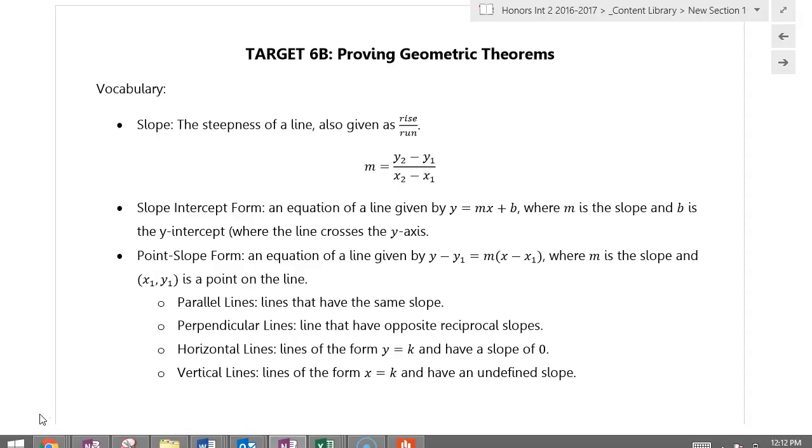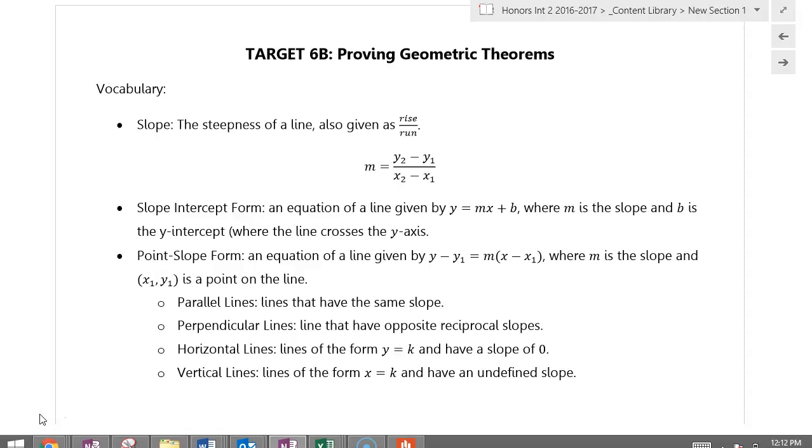Then if we're writing a line, the easiest way to write a line is slope-intercept form. That's y equals mx plus b. A lot of us remember that. M is the slope, and b is the y-intercept. And remember, y-intercept is where the line crosses the y-axis.